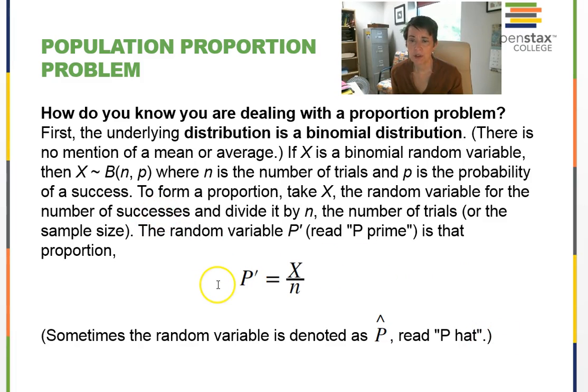To form a proportion, you're going to take x, which is a random variable for the number of successes, divided by n, the number of trials or the sample size, and we get our p prime. That is proportion. Sometimes a random variable is denoted as p with a hat on it. I had a book once that actually denoted it as the Greek letter pi, which made no sense to me because pi should always be 3.14, right? So there's different ways of denoting this, but this is the proportion, which makes sense. If we're dividing something by the number, then that is going to give us a proportion.